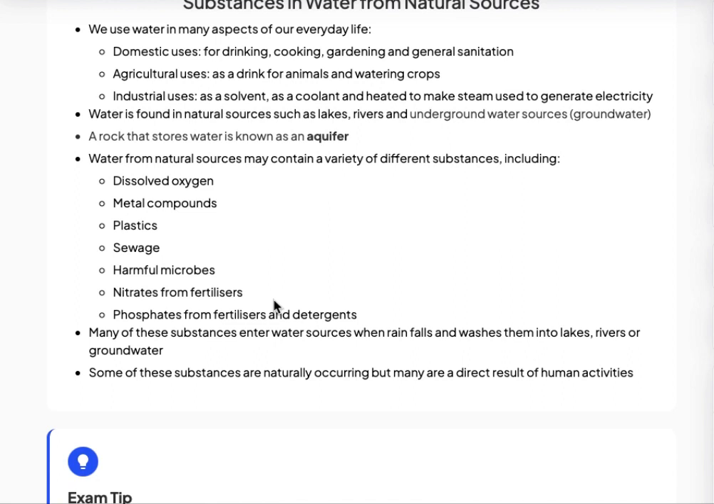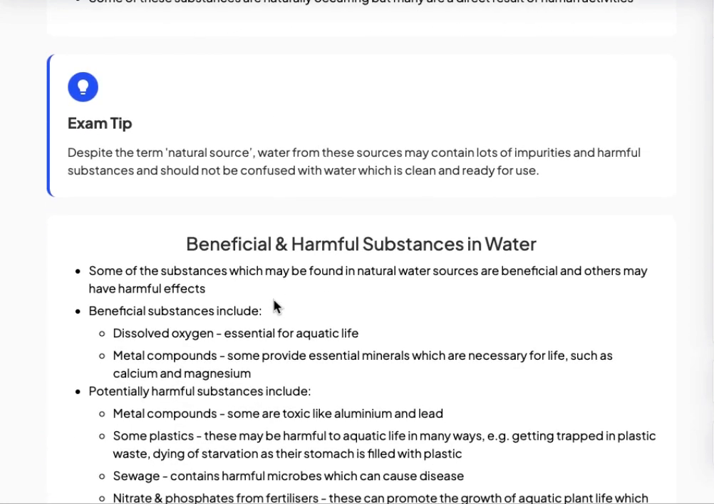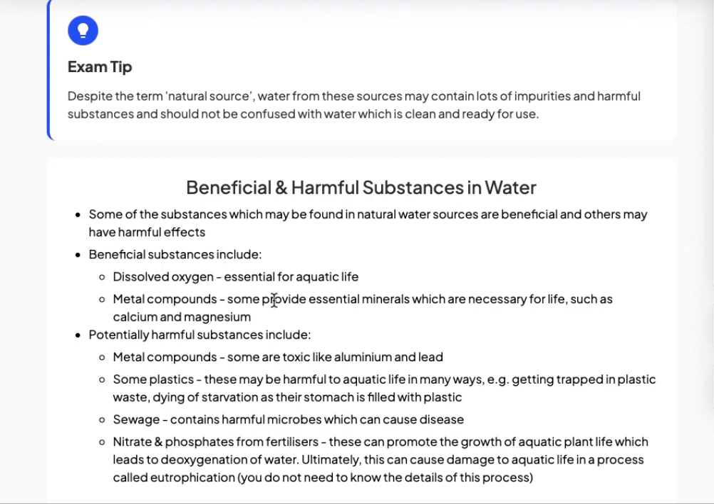Sometimes rain washes out some of these substances we mentioned, like sewage and harmful microbes, into the river, and nitrates too. The fertilizer you put in your soil to make your crops grow, rain and erosion can wash it down to the rivers. Nitrates from fertilizers can be washed down to the river when rain falls. Okay? Now let's take a look at the beneficial and the harmful substances in water.